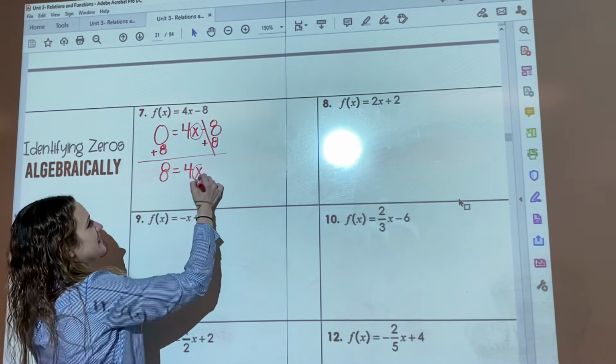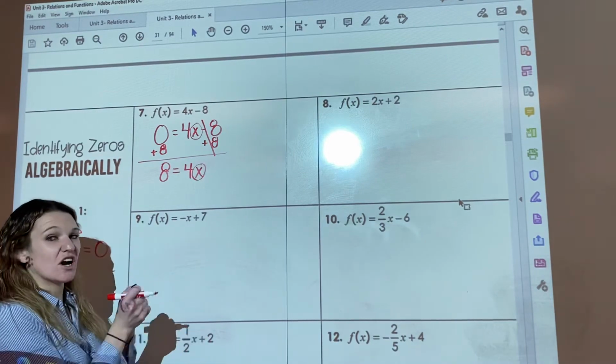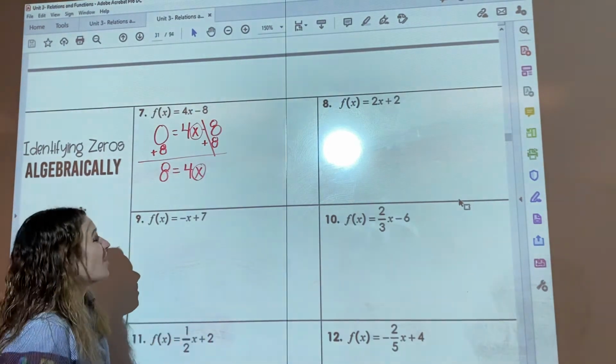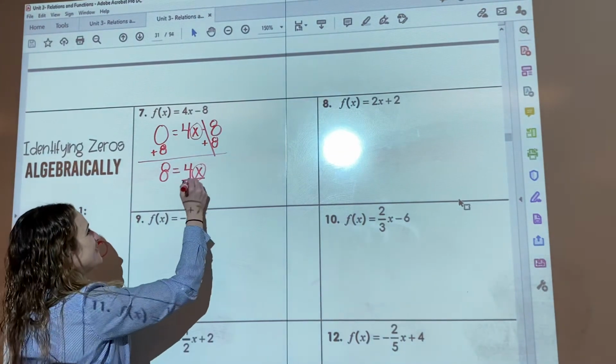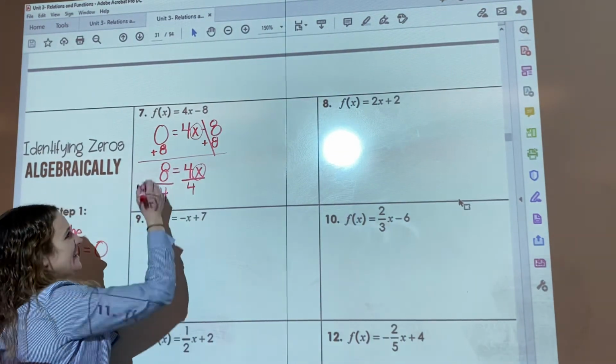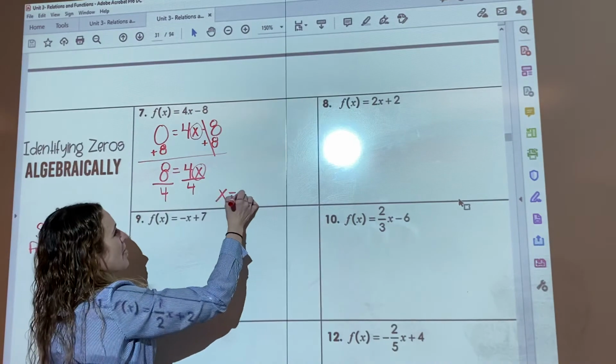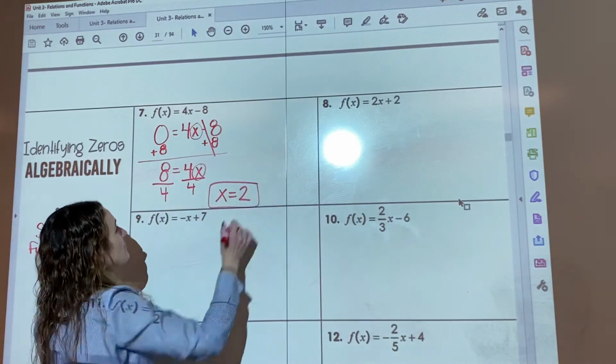The next thing that's attached to my x is that 4. When they're touching, I know they're being multiplied. So to undo that multiplication, I'm going to need to divide. 8 divided by 4 will give me 2. There we go.